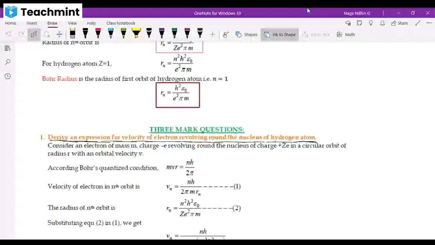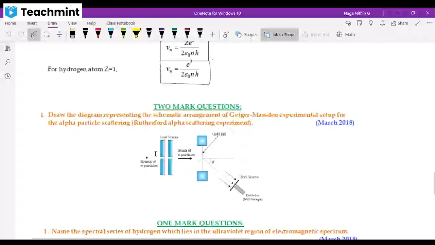But as a benefit of doubt, only one 2-mark question from this chapter was asked in the previous question papers. From the past 14 papers, only one time a 2-mark question is asked. Draw the diagram representing the schematic arrangement of Geiger-Marsden's experiment, Geiger-Marsden's experimental setup, or Rutherford's alpha scattering experiment. It may also be asked as draw the setup.